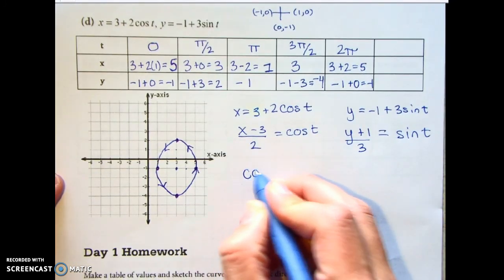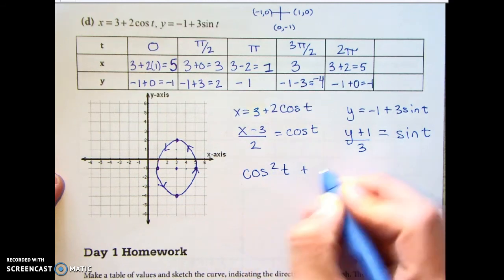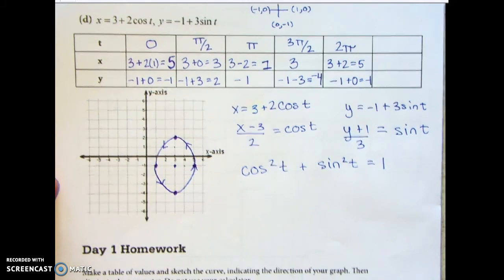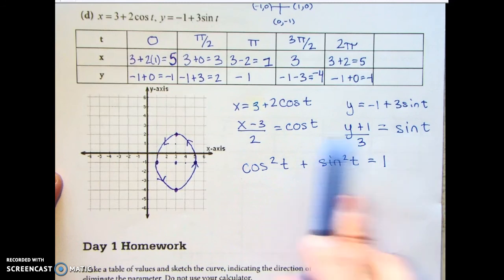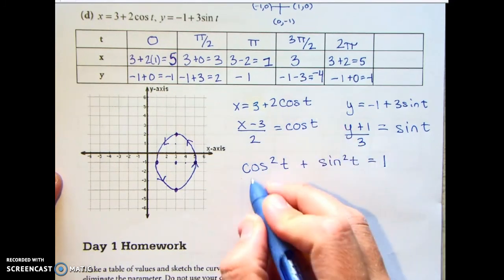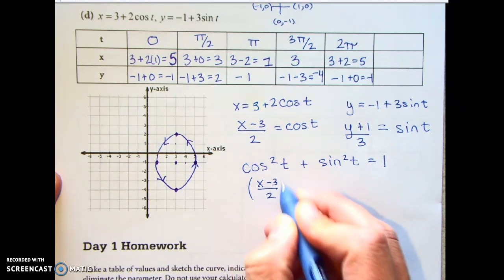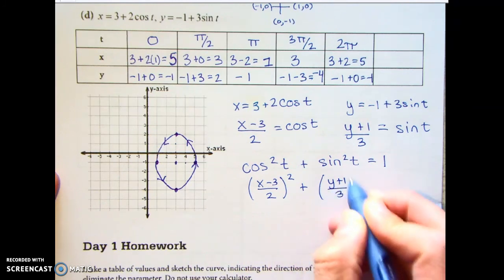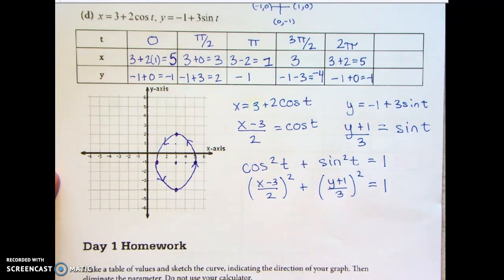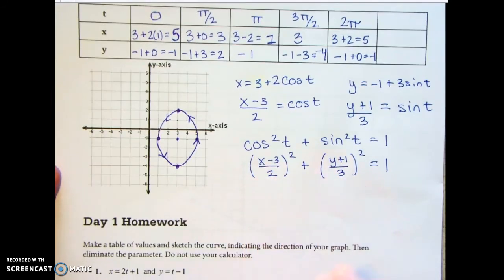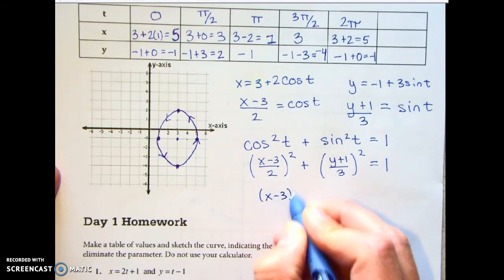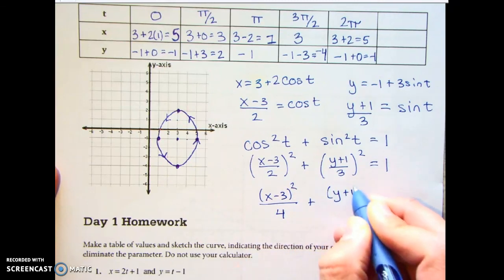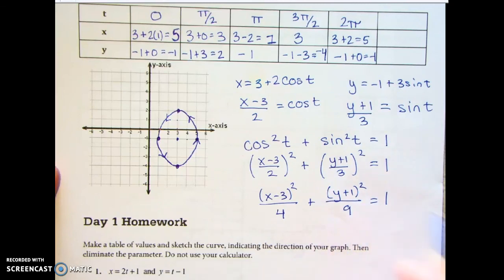Do you agree with the Pythagorean identity that cosine squared plus sine squared equals 1? What do we have here? Do we have a cosine and a sine? So we're going to plug in cosine into this, and then the sine goes in here, and that's going to equal 1. And we actually get the equation of an ellipse. Ta-da!